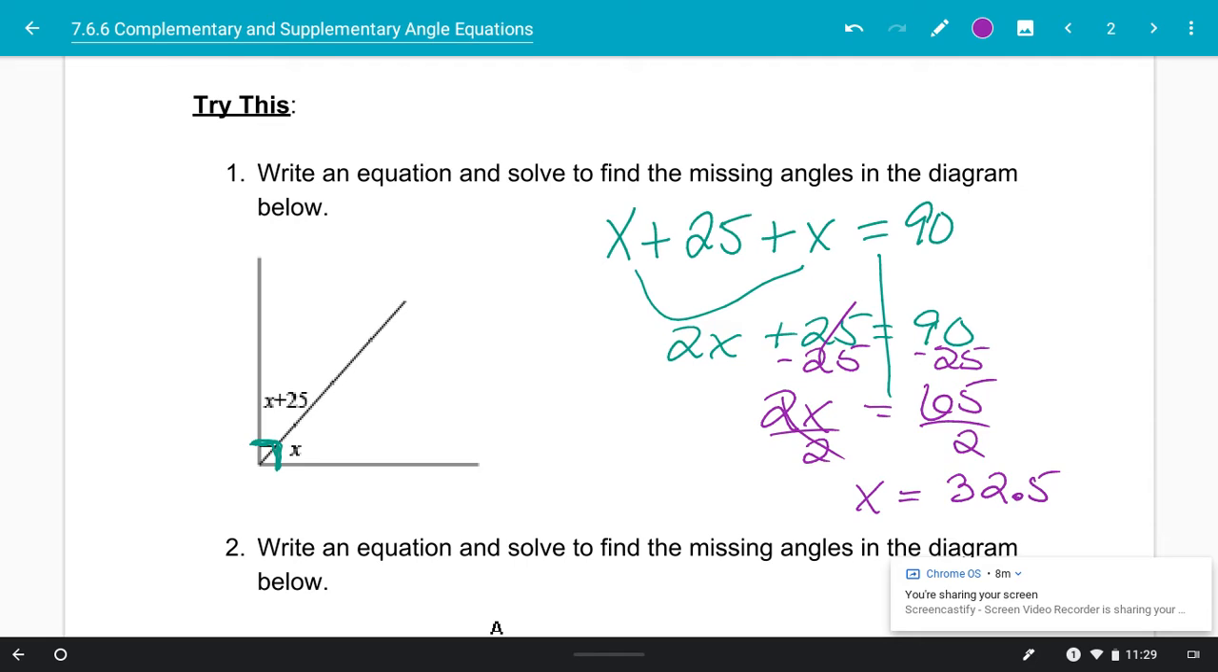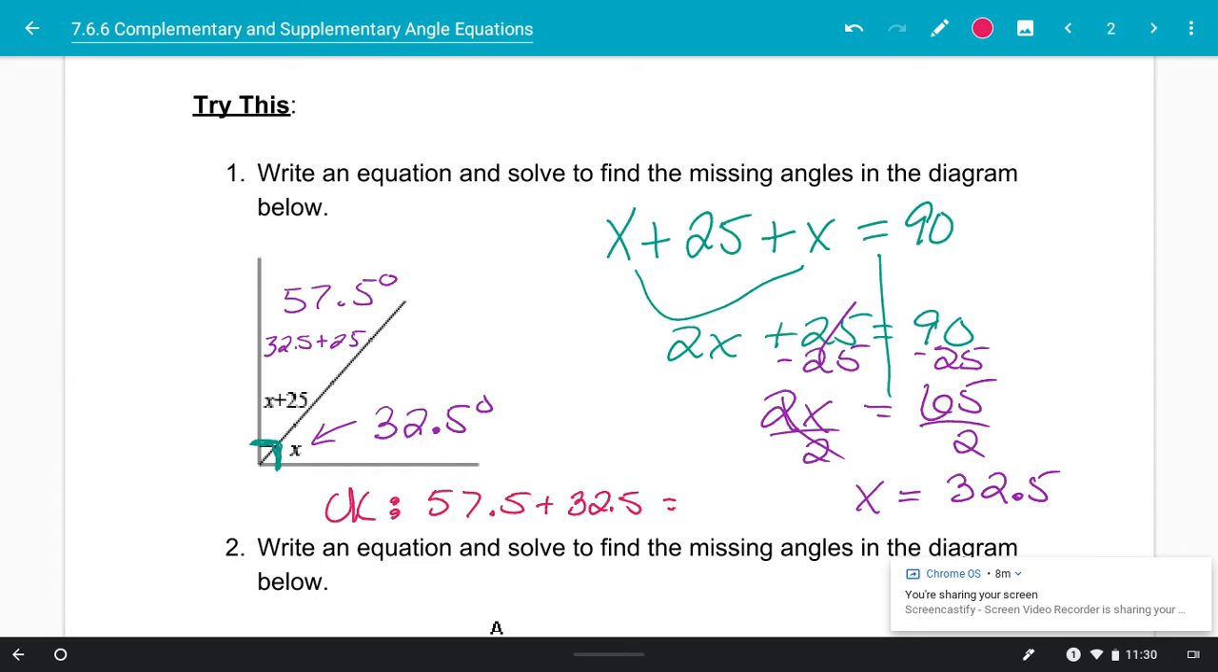And what's actually really nice about this question is that one of our angles is the measurement of x. So this angle right here is in fact going to be 32.5 degrees because it is x. Now my next one, I'm going to take 32.5 plus 25, and we're going to get an angle measurement of 57.5 degrees. Once again, we can check this by doing our two angle measurements added together. And this is complementary, so I want this to add up to 90 degrees. 57.5 plus 32.5 does in fact add up to 90 degrees. All right, so that one, we're good to go.